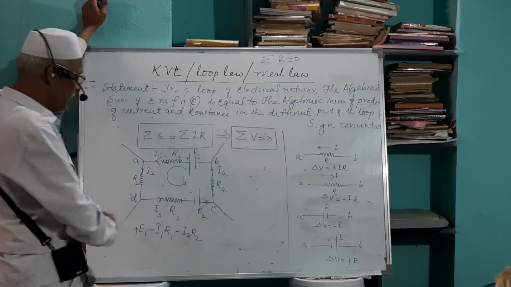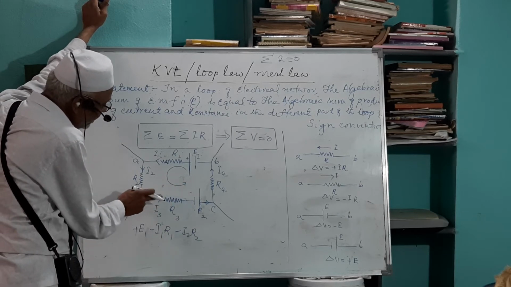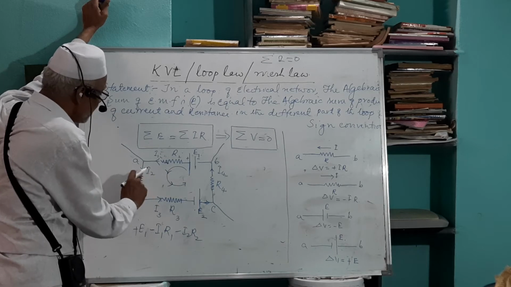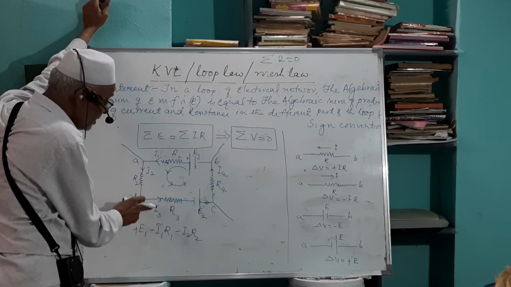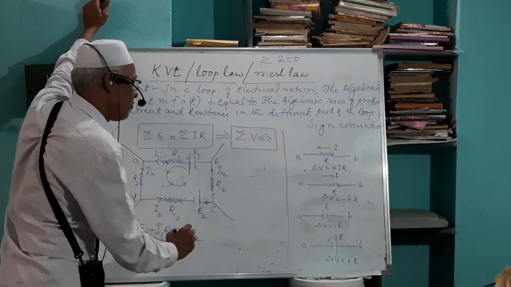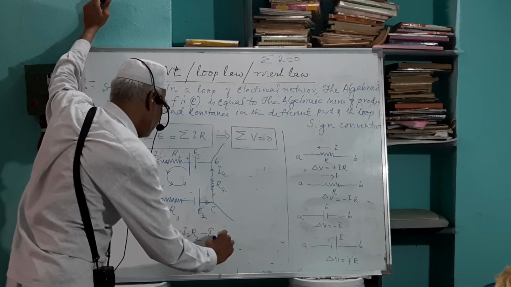Similarly, you come to the DC branch. In this DC branch, you are rotating this mesh in the anti-clockwise direction. Current is also moving in the same direction. If it is the case, the IR product is taken to be minus I3 R3.